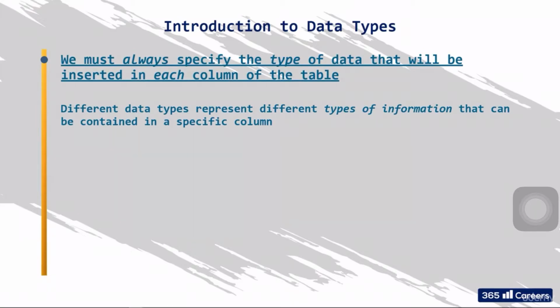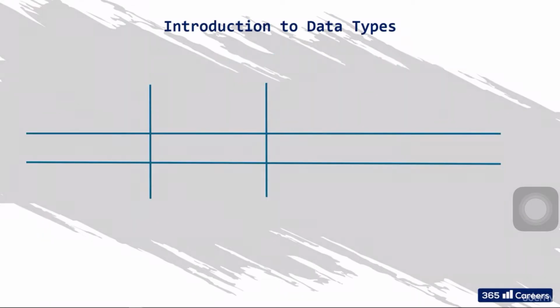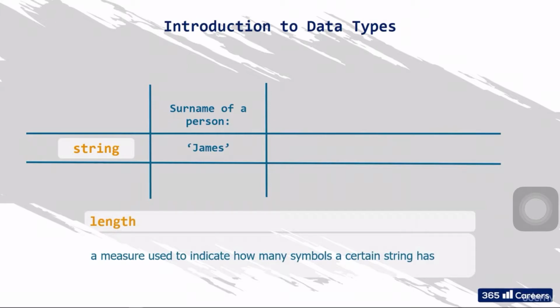There are a few measures that characterize a data type. First, let's say you would like to store the surname of a person in one of the columns of a table. Therefore, to fill in the column with data, you will need letters only. The relevant text format is called string. For instance, James is a string. Length is a measure used to indicate how many symbols a certain string has. For example, the string James has a length of 5 symbols. Jackson, on the other hand, is a string that has a length of 7 symbols.